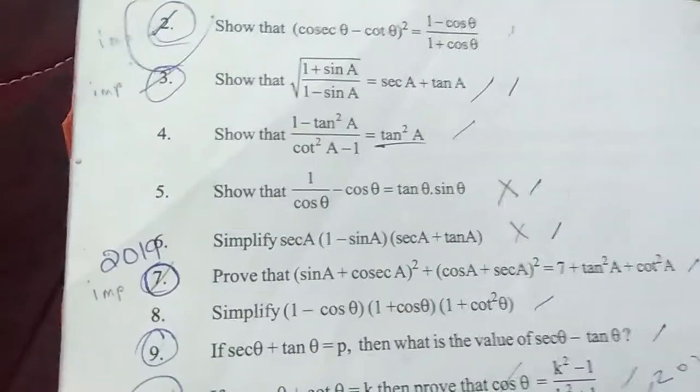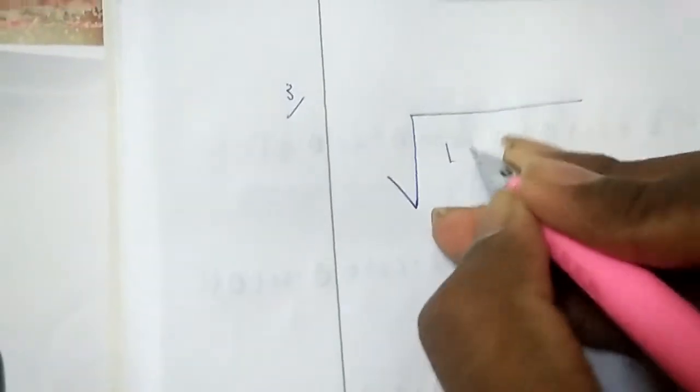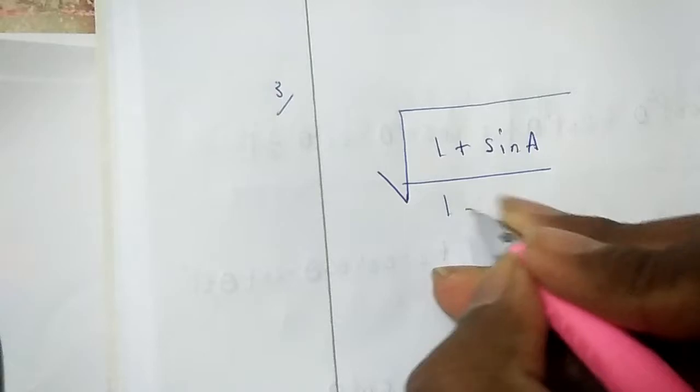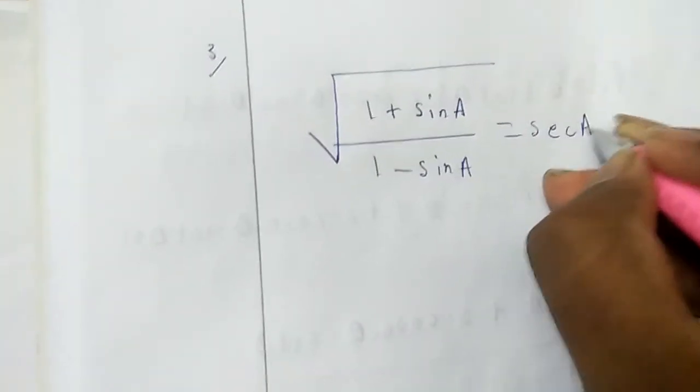Now let us discuss third problem. Show that root over 1 plus sin a by 1 minus sin a is equal to secant a plus tan a. Let us show it. This may come for 4 marks. Now root over 1 plus sin a by 1 minus sin a is equal to secant a plus tan a.